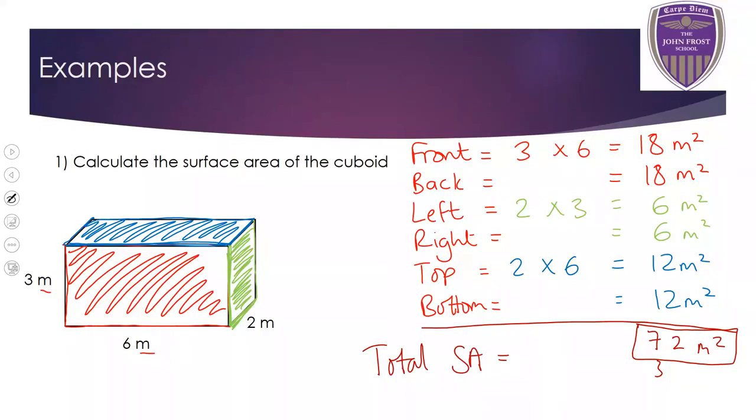Right, it's meters because that's what the units are in the question, and it's squared because we're doing area. All right, so even though it's a 3D shape, we're working out the area. So it's got to be squared. All right. So that's a long method.